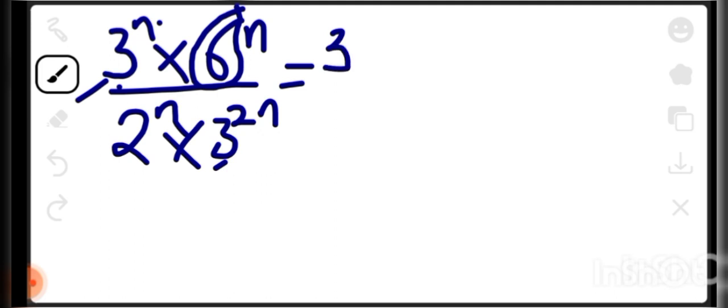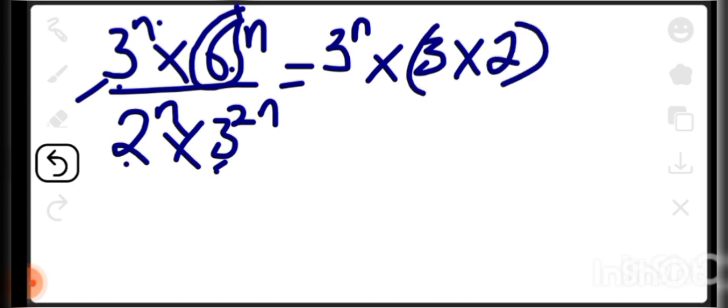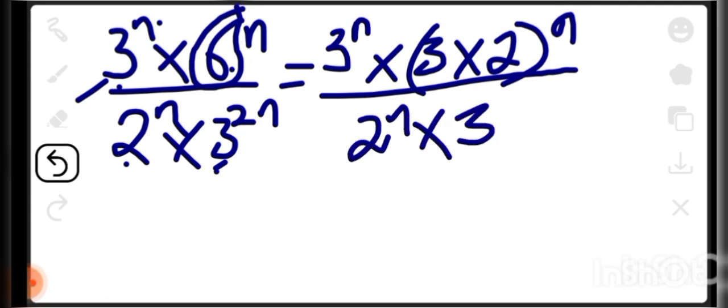Look at it. Just check anything you can reduce so that you have the same terms with all those lesser terms that cannot be further reduced, especially multiplying. So we can write this one this way: 3 raised to power n times, we can reduce this 6 to 2 times 3, or 3 times 2. Let me just do 3 times 2, that is 6, then everything is raised to power n, over 2 raised to power n times 3 raised to power 2n.